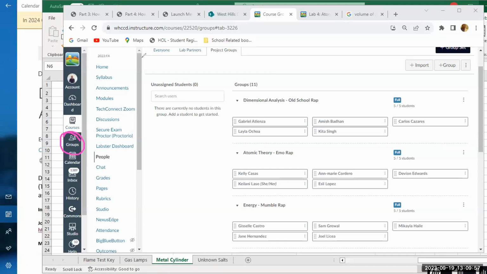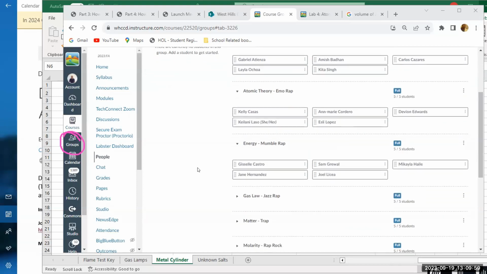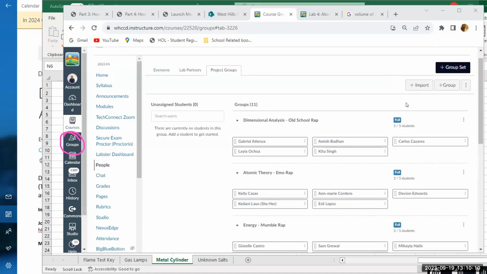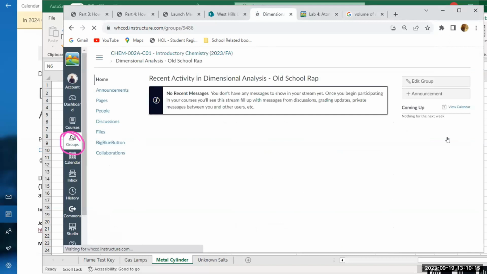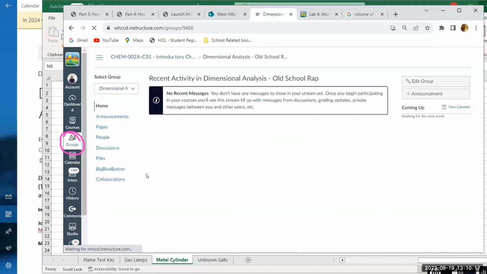If you select your group, you can go in there and see all the people in your group. And you'll notice that there are pages. Let me give you an example. Let's go into the dimensional analysis group. When you click it, it'll show up like this. The very first part is your home page. The next part is announcements, where you send announcements to everybody in that group.